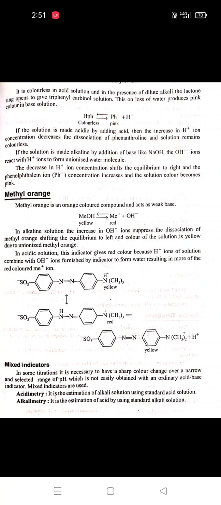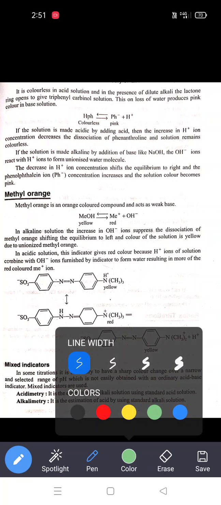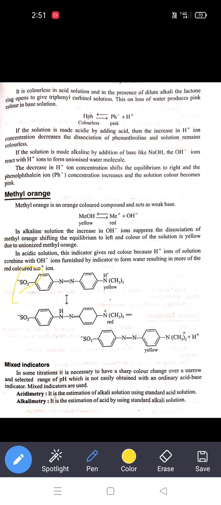This is the core structure of the methyl orange ring. Here we have the SO3 minus group, and between the two benzene rings we have the nitrogen bridge. This is the NH(CH3)2 plus, the quaternary ammonium salt. So what is happening? The quaternary ammonium salt is treated in a basic solution and acidic solution. This is the ionic form in red color.